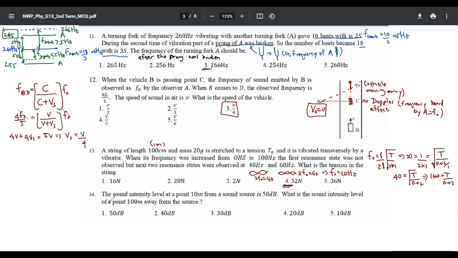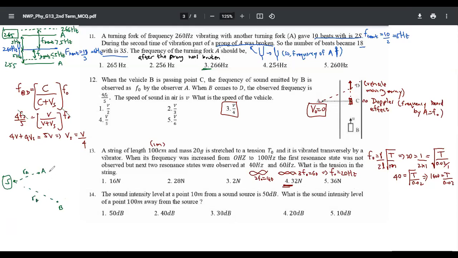Next one. The sound intensity level at a point 10 meter from the sound source is 50 decibel. What is the sound intensity level at a point 100 meter away from the source? Now, when you compare the sound intensities at 2 points, this is the source, and you take point A, and then you take point B. I'll say this distance is RA, this distance is RB. Remember this, then it's easier for you.